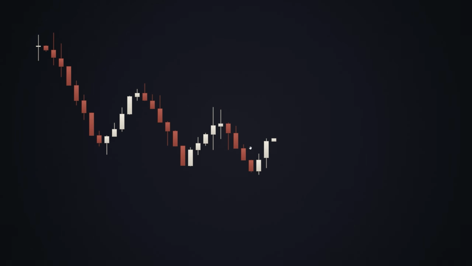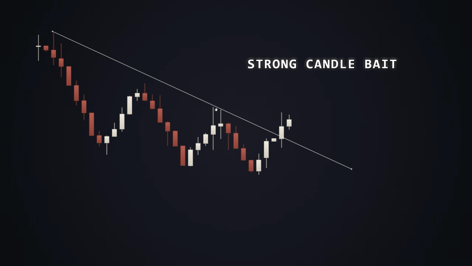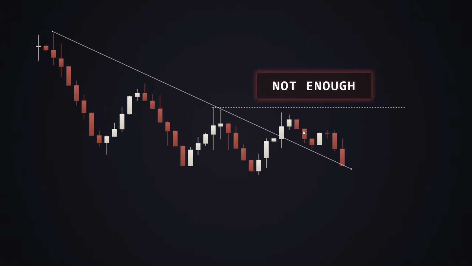This pound-dollar chart is the first fake. Price breaks a small descending trend line, and the candle looks strong. Then I mark the horizontal resistance, and price has not broken it. That means gate 1 opened, but gate 2 stayed closed. This is a pass. A trend line break alone is not enough.